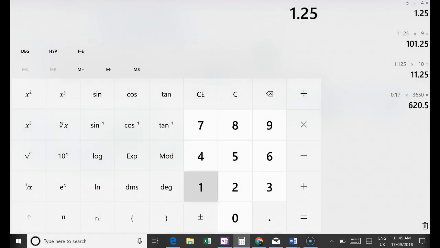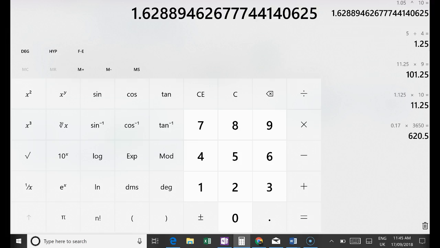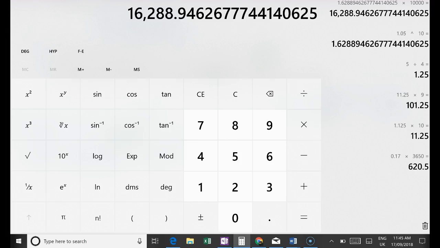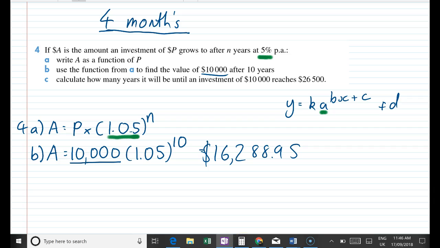So I had 1.05 to the power of 10, which equals, and then this is what I'm going to times my principal by. This is 1.05, or the 5% for 10 years, and then that number times 10,000 equals 16,288.95, because I'm going to round it to 2 decimal places because it's money. So 16,288.95. And that's part B done.